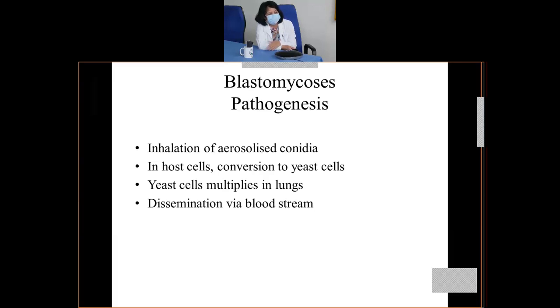So in the human body, that is 37 degrees centigrade, they will appear as yeast cells. The mode of infection is inhalation of aerosolized conidia, and they are converted into yeast cells in the human body. The yeast cells will multiply in the lungs because the primary mode of infection is through the respiratory tract. And finally, from the lungs, they are disseminated to different parts of the body by the bloodstream.